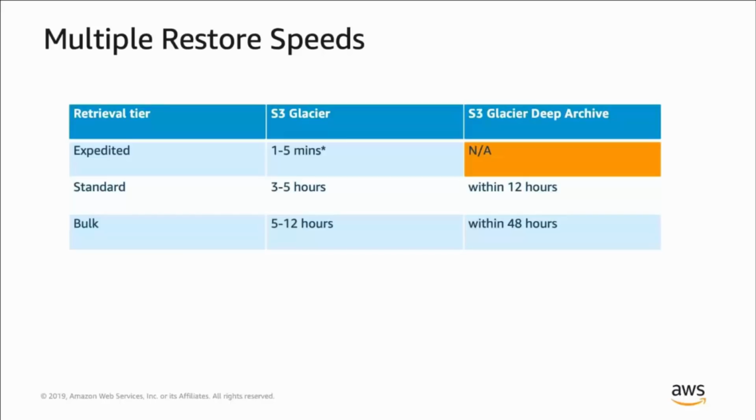So extending these retrieval times is really the core trade-off when you're thinking about the cost savings from S3 Glacier, which starts from 0.4 cents per gigabyte month for storage, and Glacier Deep Archive, which starts at less than 0.1 cent per gigabyte month.